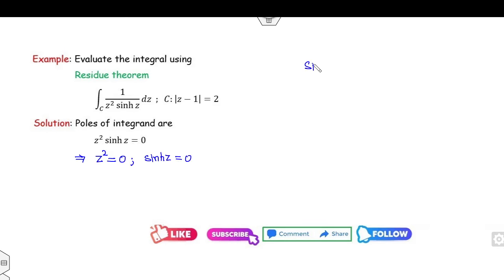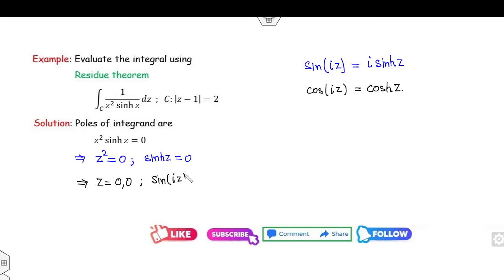Now remember always students, what is the sine of iota z? It will be iota times sine hyperbolic z. And what is the rule for cos iota z? It will be cos hyperbolic z. Now you can see it's sine hyperbolic z. So I can say this number is 0, or I can also say sine of iota z is 0. This implies z is equal to 0.